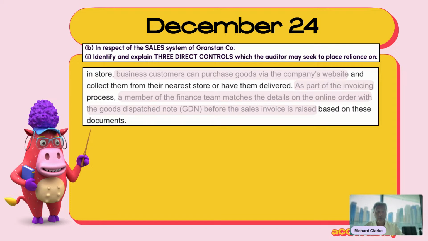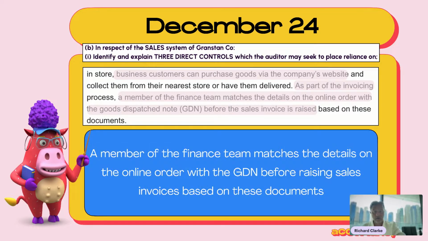The goods dispatch leaving our warehouse should say there's a bottle of water. So I now know the online order agrees with the goods dispatch note, and therefore I can now put in the sales invoice, you, by the way, owe us money for a bottle of water. Okay? Kind of makes sense, doesn't it? So that's the control. And just put it in your own words or copy it out.